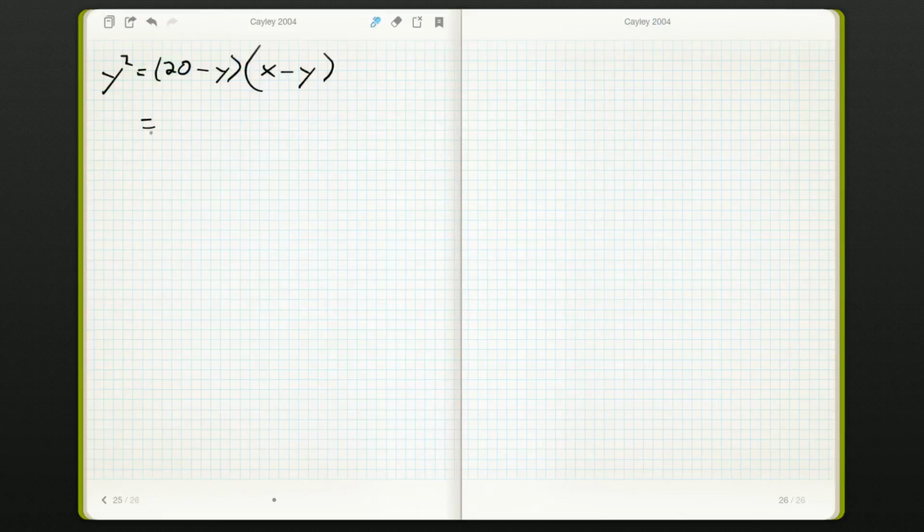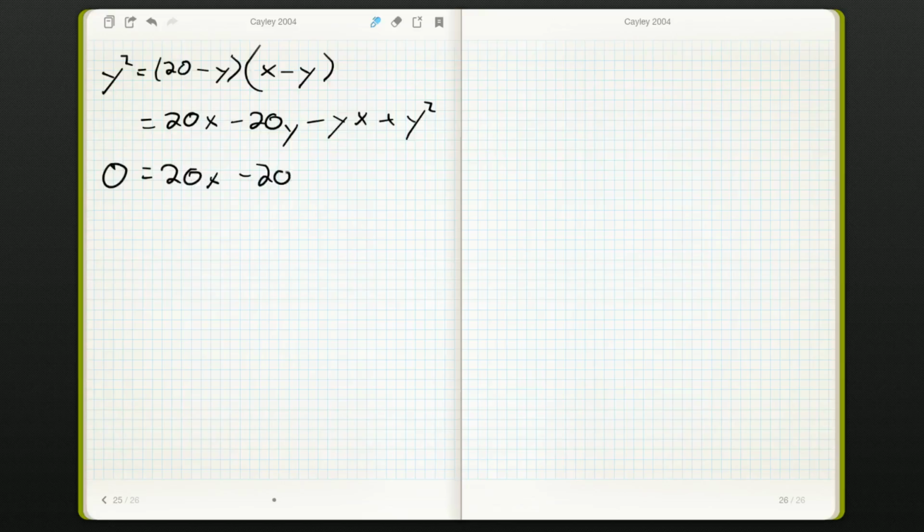Okay, well, let's expand the left-hand side. 20x minus 20y, and then minus yx plus y squared. Well, the y squared is going to cancel out, and we'll be left with 0 is 20x minus 20y minus yx. That's a single equation and one unknown. I'm not liking that. What else can we do here? Well, we have 20x minus y is equal to xy.